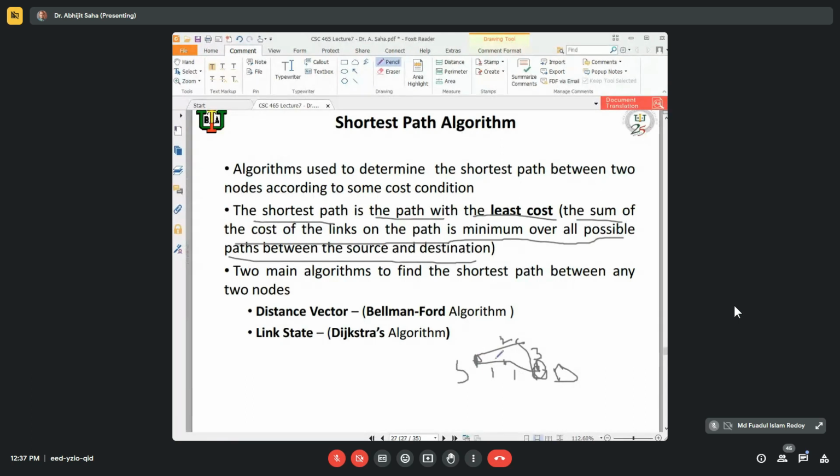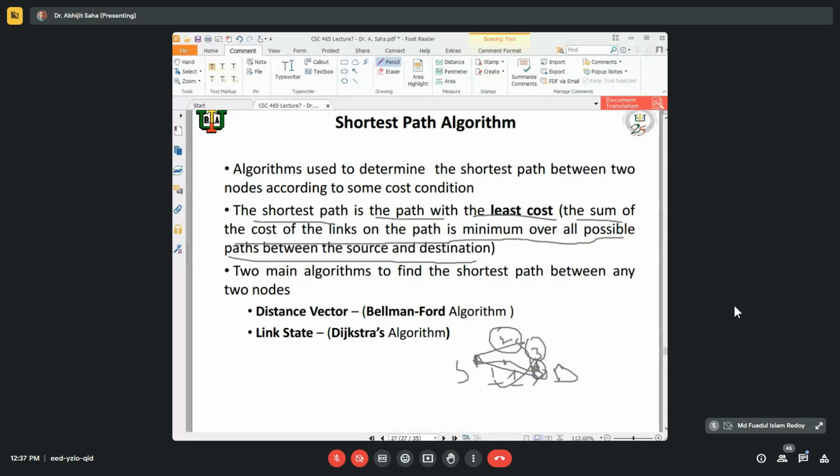By seeing this graph, a human can calculate that this is going to be the least cost path because the cost is 1 plus 1 equals 2. But here the path cost is 5, so this is actually not the least cost path. This is going to be the least cost path. So the shortest path is the path with the least cost.